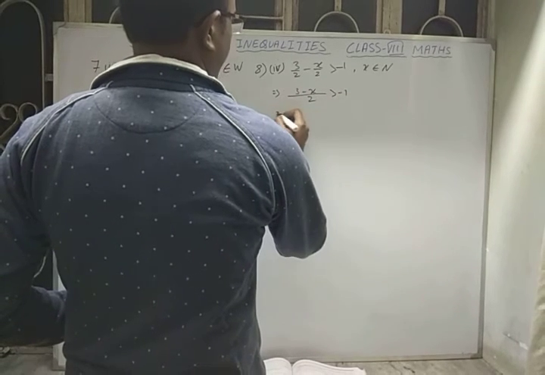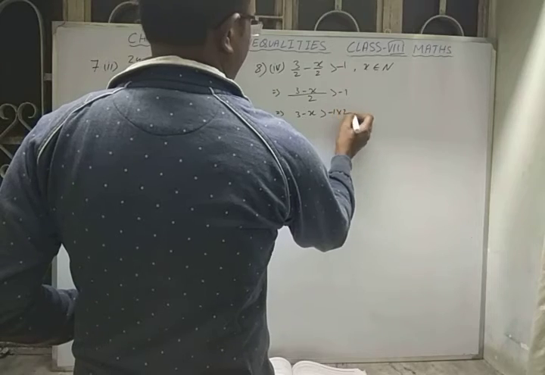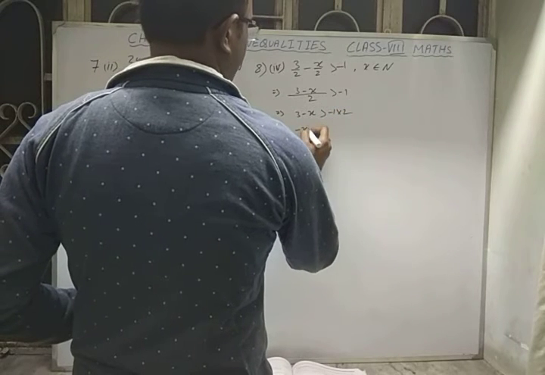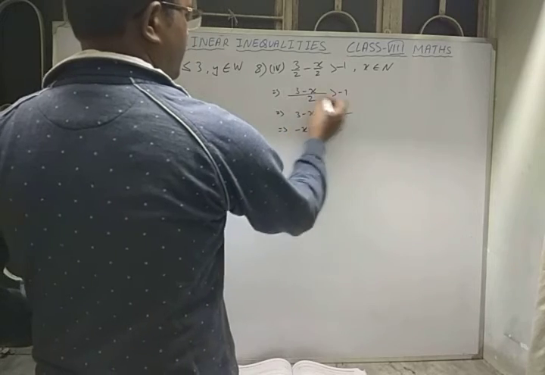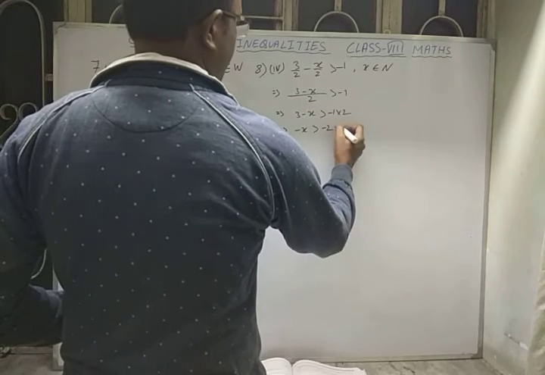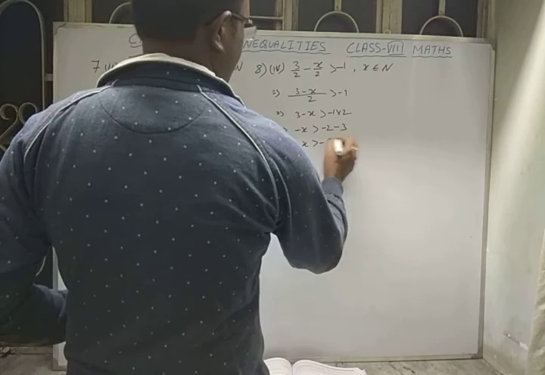Take to the right hand side. It will be 3 - x > -1 into 2, so it will be minus 2. And when you take 3 to the right hand side, it becomes minus 3. So -x > -5.